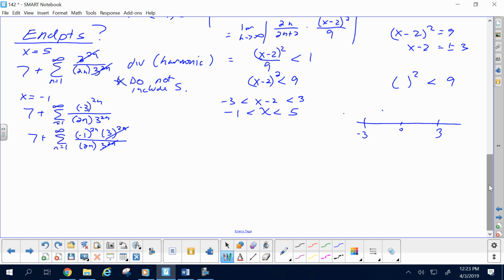Because of that 2n, it'll always be an even number, and negative 1 to an even number is always going to be positive, so this is also the harmonic. Okay, so this diverges because it's harmonic, not the alternating harmonic.